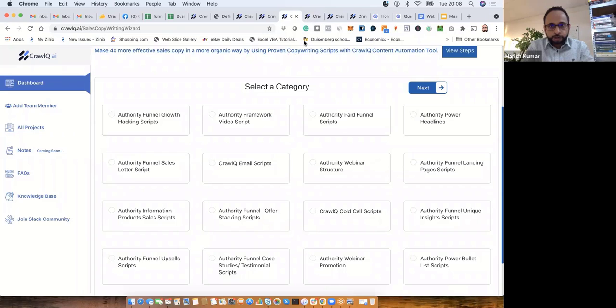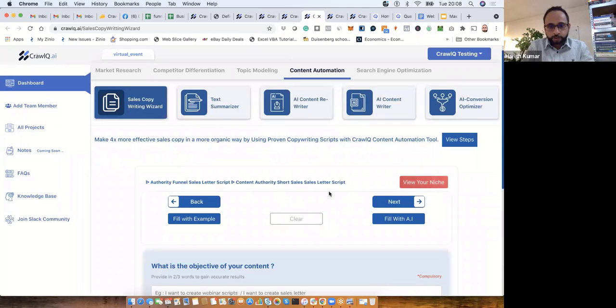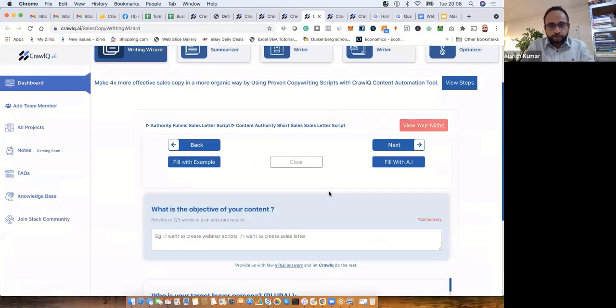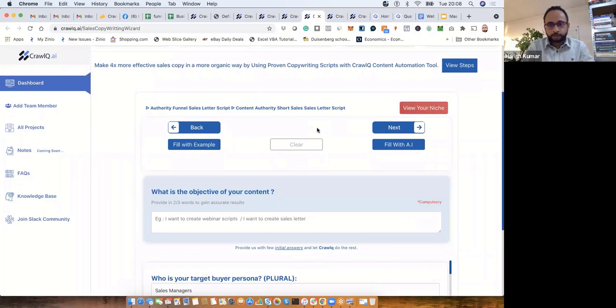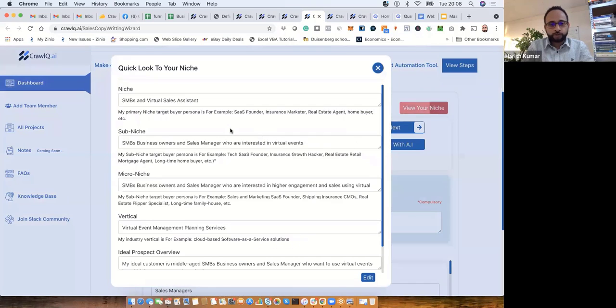So for example, here for this particular thing, I chose a script. So I want to create a content authority short sales letter script. Again, same principle applies here. You can again check back if that was the correct information. So this is the correct information, right?